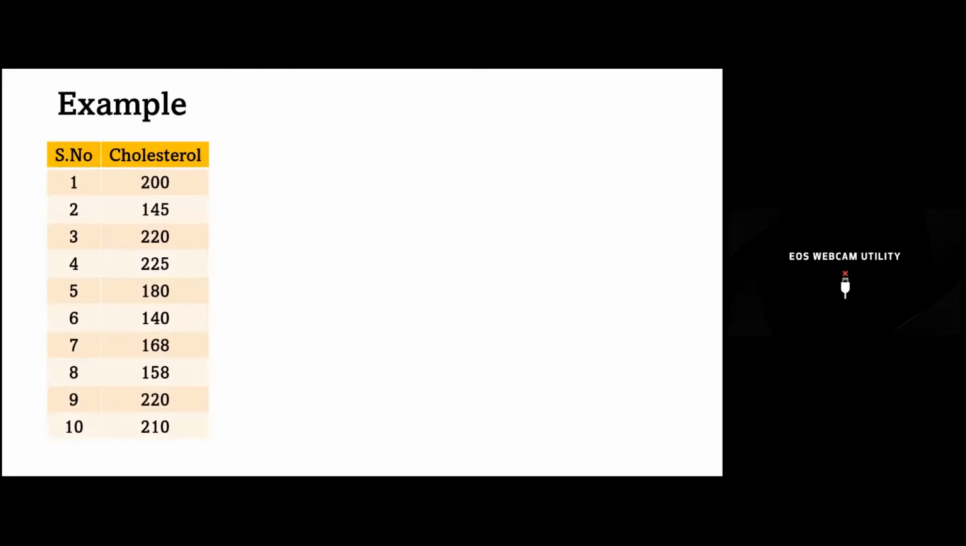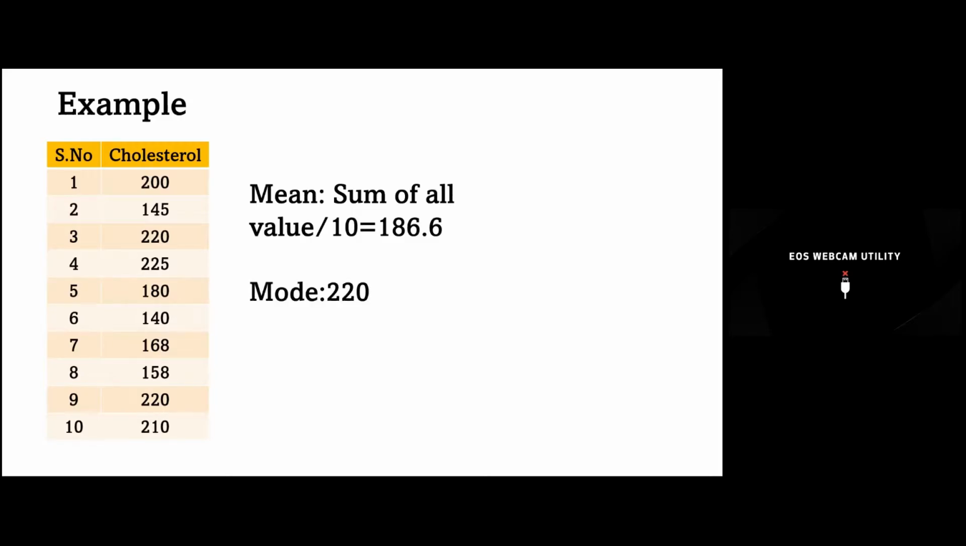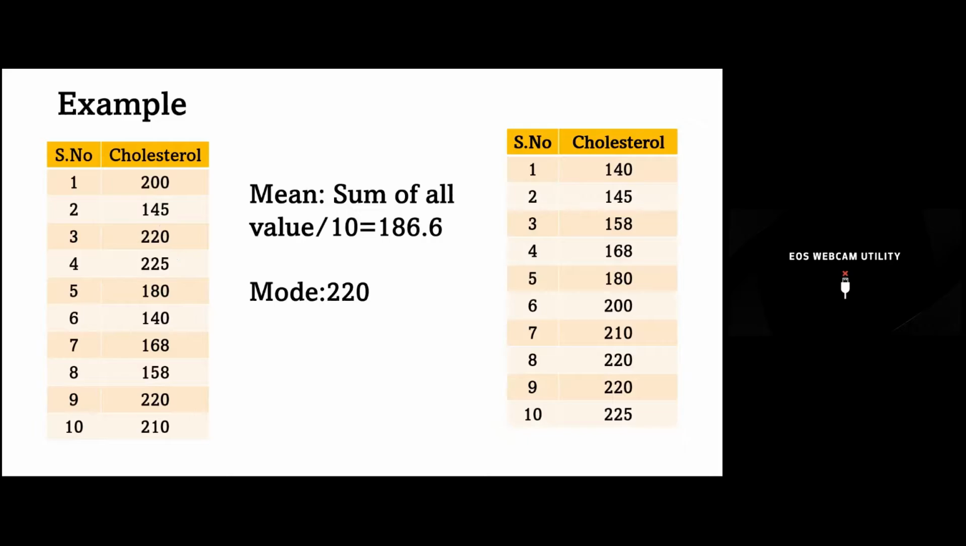So in this example, you can see data of 10 people, with individual values like 200, 145, 220, 225, 180, etc. If you take the mean of these values, it is approximately 186.6. I have calculated it and written it, but you don't need to do it because the software does it for you. And the mode in this case is 220, since 220 appears twice.